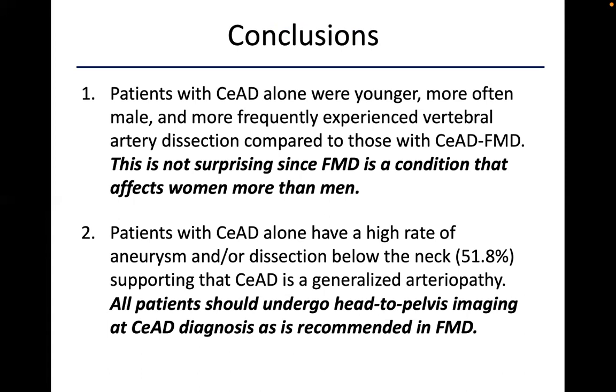Patients with cervical artery dissection alone have a high rate of aneurysm and or dissection below the neck. When we broke it down, it was about 51.8% of these patients had an aneurysm and or dissection. And this supports that cervical artery dissection by itself is a generalized arteriopathy, and we should be screening these patients with head to pelvis imaging at cervical artery dissection diagnosis, just as we do for our FMD patients and our SCAD patients at diagnosis.